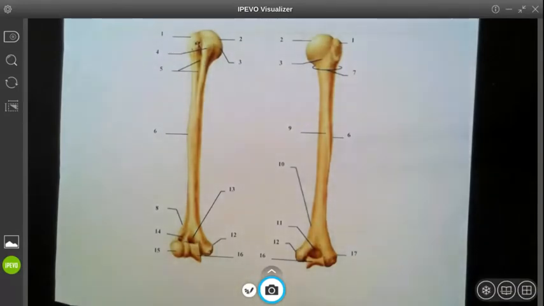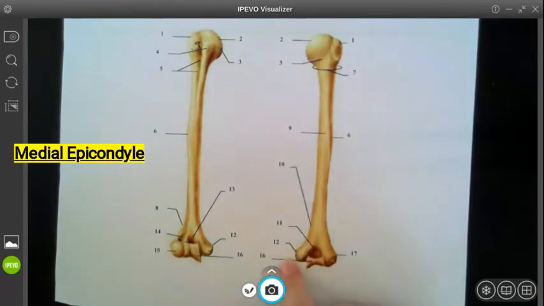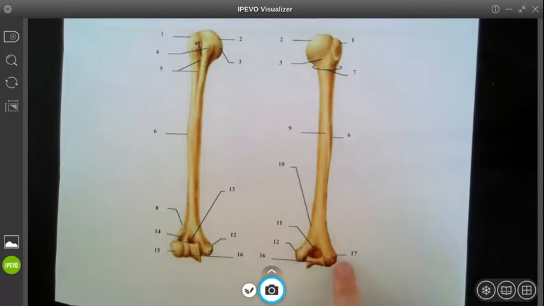Number 12 is the inside. So the head of the humerus is the inside. So this is a medial epicondyle. And 17 is going to be the lateral epicondyle.